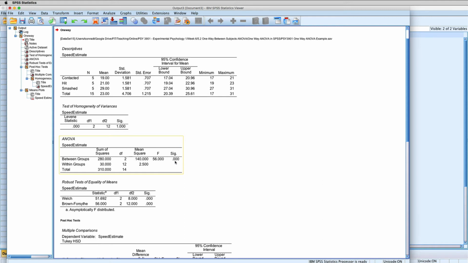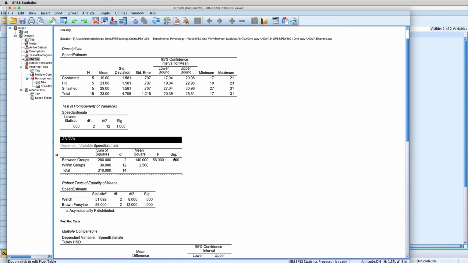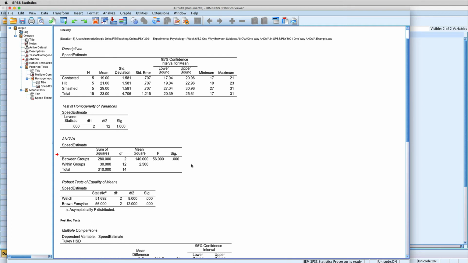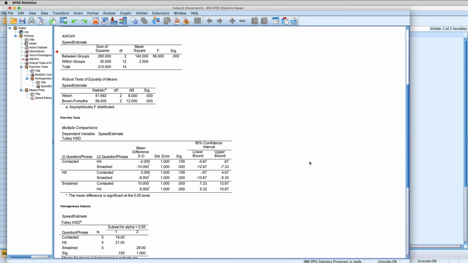Another thing to note is significance is never exactly 0.000. What this means is it's at least less than 0.001. And if we wanted to, we could click in here and see what the actual value is, which is very, very small. So we know it's significant. It's well below 0.05. So what we do know is that the verb that was used within a question does have an effect on speed estimate. We just don't know where those differences are. In order to interpret that, we need to go down to the post hoc tests to see which groups in particular were different from one another, or which verbs in particular led to different speed estimates.